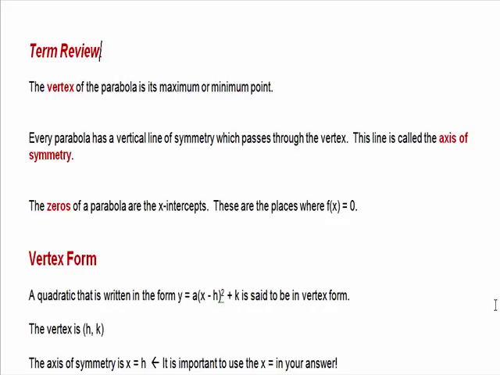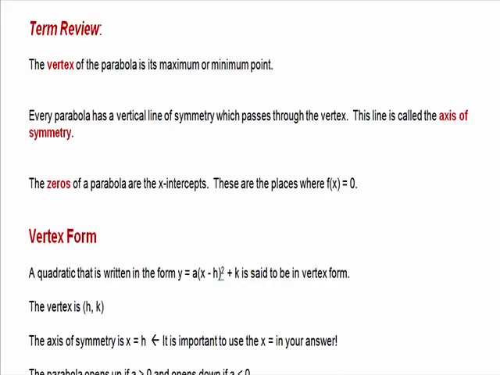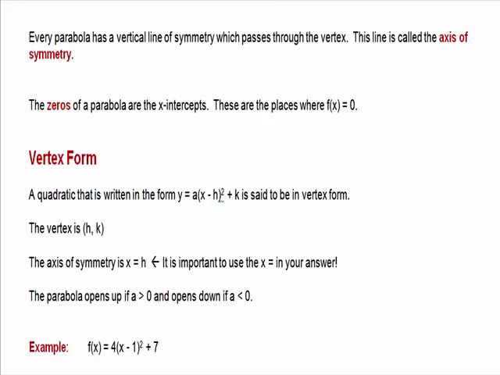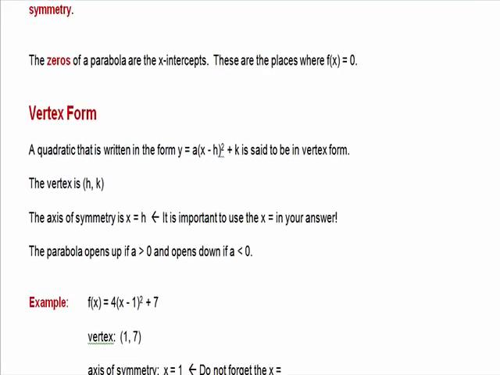We're going to spend some time in this particular section looking at the formula for a quadratic, or of a parabola, in what's called vertex form. So first of all, we need to know the formula that would be called vertex form. A quadratic that's written in the form y equals a multiplied by the quantity x minus h squared plus k is said to be in vertex form.